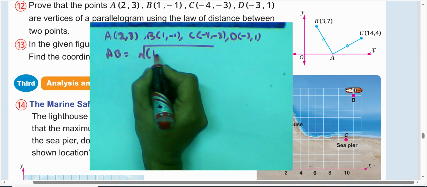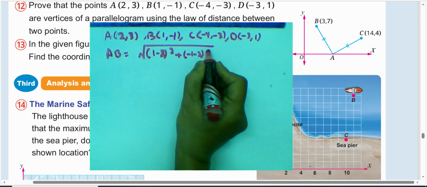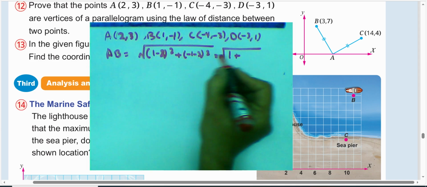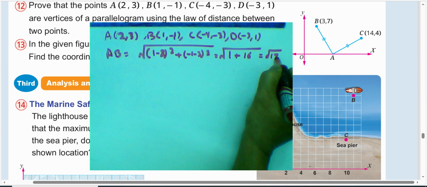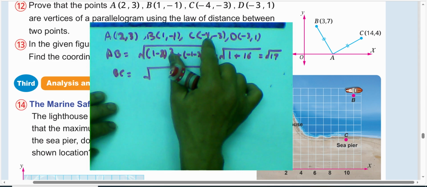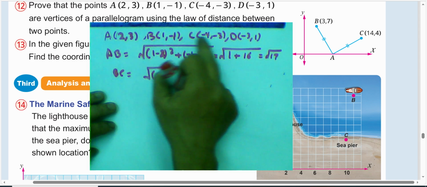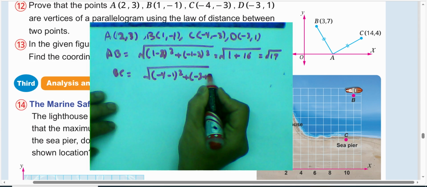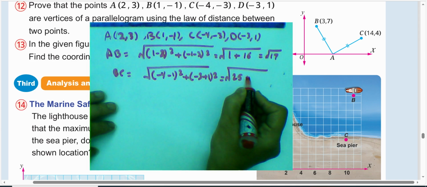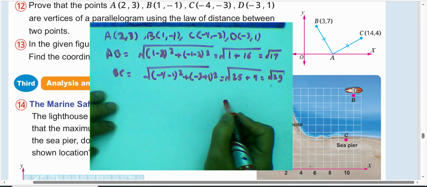Then we can find the length of AB. 1 minus 2 power 2, negative 1 minus 3 power 2. 1 minus 2, negative 1 power 2, it will be 1, and negative 1 minus 3, negative 4 power 2 equals 16. The result will be square root of 17. And BC, negative 4 minus 1 power 2, negative 3 minus 1 power 2. Negative 4 minus 1, negative 5 power 2, it will be 25. Negative 3 minus 1, negative 4 power 2, it will be 16. The result will be square root of 41.